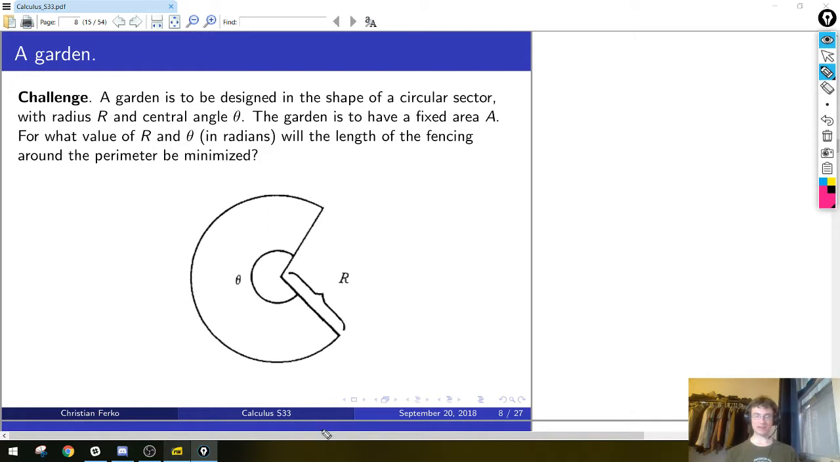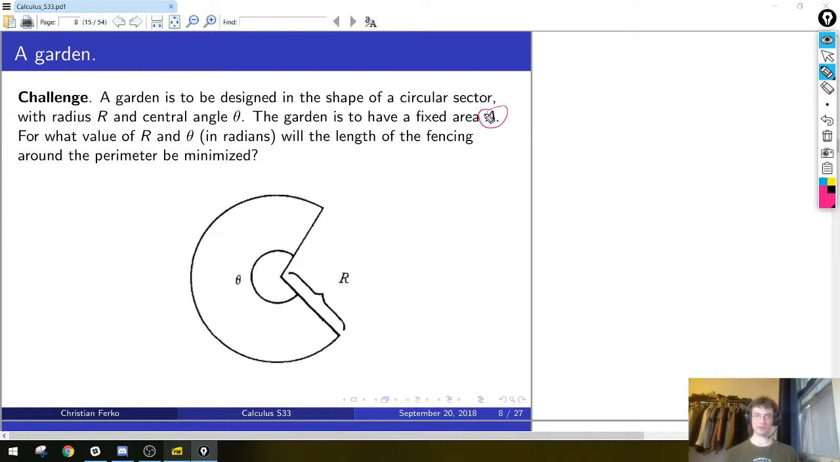So this is straight out of Spivak. I actually like this problem quite a lot. So we're designing a garden. This doesn't really look like much of a garden to me, but imagine it is, and we're planting flowers or something in this circular sector. The garden is going to be in the shape of this circular sector with radius r, and some central angle theta. This thing looks like Pac-Man, which subtends an angle theta. Now the punchline is that it has to have a fixed area A.